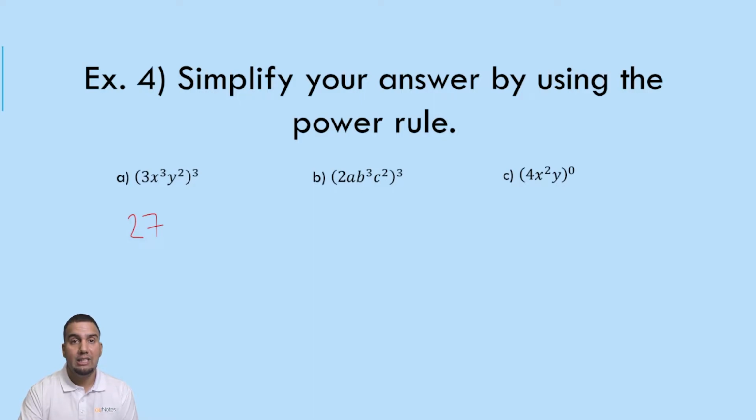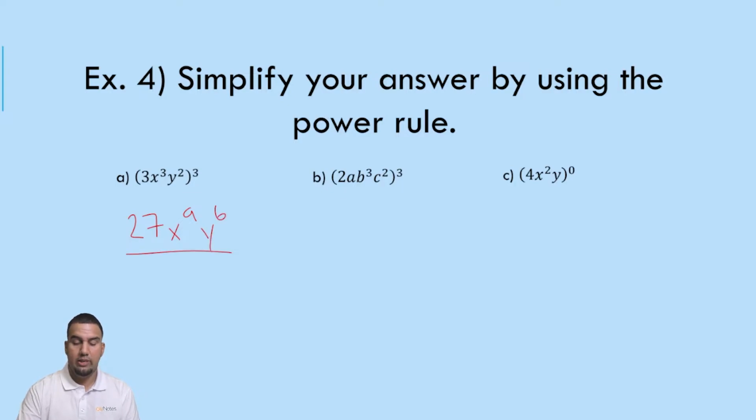But when it comes to the bases, what you're going to do is you're going to actually multiply the exponents. So when you have x cubed raised to the 3rd, you're not going to do 3 to the 3rd, you're actually going to do 3 times 3, which is going to be 9. So this is going to become x to the 9. Then on my next one, I have y squared to the third, which again, you multiply exponents in the power rule. So 2 times 3 is y to the 6.